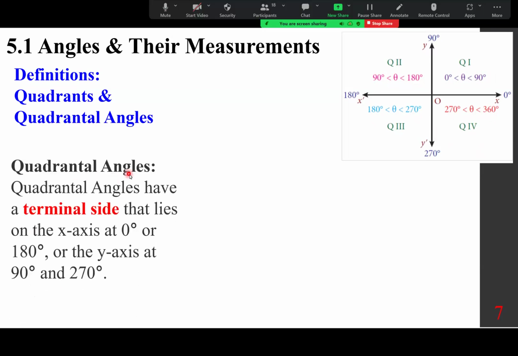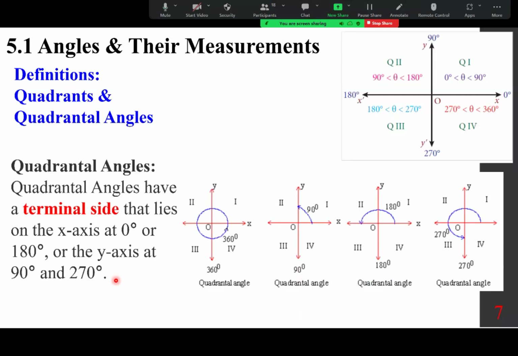Quadrantal angles. Quadrantal angles have a terminal side that lies on the x-axis at 0 degrees or 180 degrees, or on the y-axis at 90 degrees or 270 degrees. Meaning, it just lies along the x-axis on the right or left, that means positive or negative, or on the y-axis up or down. It's that simple, everybody. Quadrantal angles.